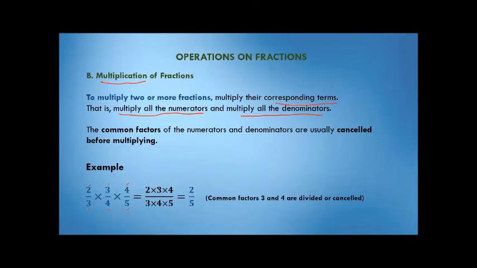So, halimbawa, may nakita tayong parehas sa numerator at denominator which is 3. So, madidivide dyan o makakancel. Then, meron ding 4 na madidivide o makakancel. Kaya ang natira na lang is 2 sa numerator, then 5 sa denominator. So, ito na yung final answer natin, 2/5. Kasi common factors 3 and 4 are divided or cancelled. Ibig sabihin, 2/3 times 3/4 times 4/5 is 2/5. So, that's the answer.